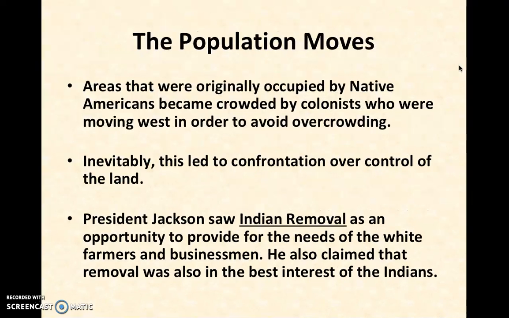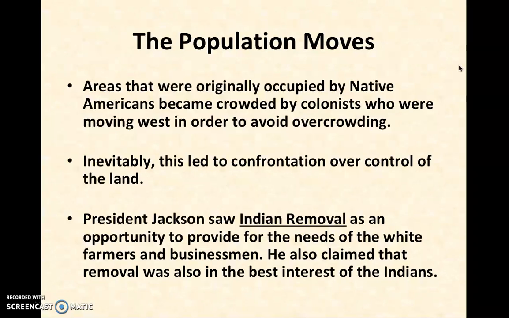One of the major things that Jackson dealt with were population problems. So it says areas that were originally occupied by Native Americans became overcrowded by colonists who were moving west in order to avoid overcrowding. Inevitably, this led to confrontation over control of the land.